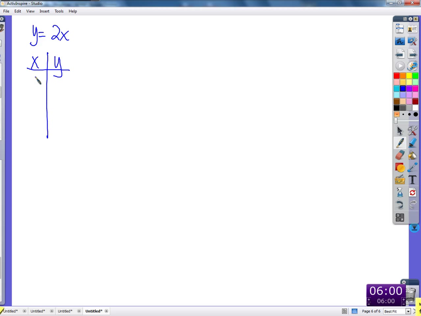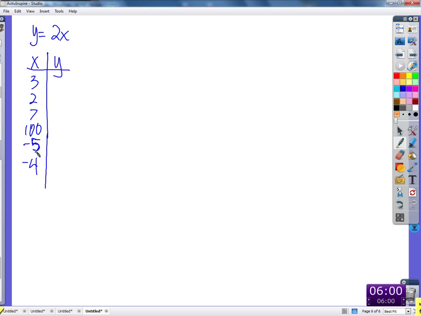What do I put here for x? 2. Why 2? Because there's a 2 there. Random number, any number you want, okay? As long as you can put it into x. 3, 2 works. What else? 7. 100, why not? How about a negative number? Negative 5. Negative 4, okay. It doesn't matter, we can choose any input as long as it works.